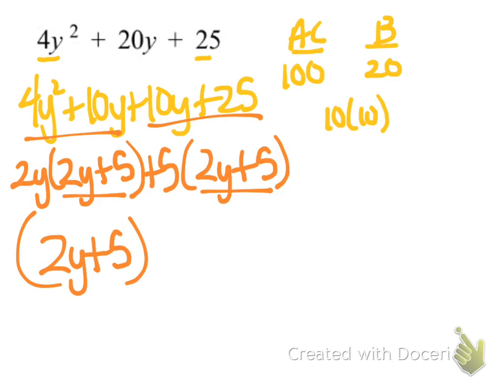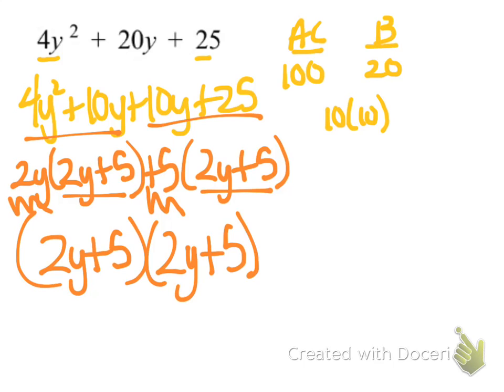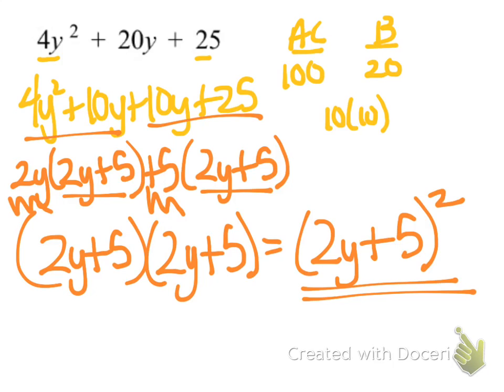and then when we set up our two sets of parentheses, you'll see that they're actually the same, so that we can write it as 2y plus 5 quantity squared. And this is going to become useful later down in the chapter when we are solving equations by taking square roots.